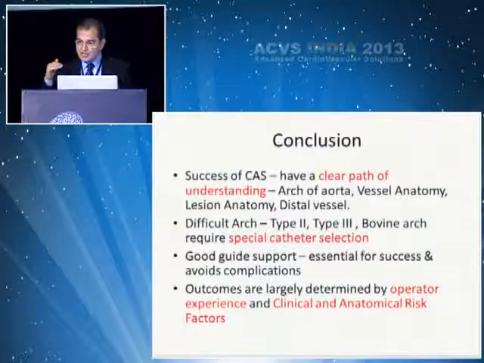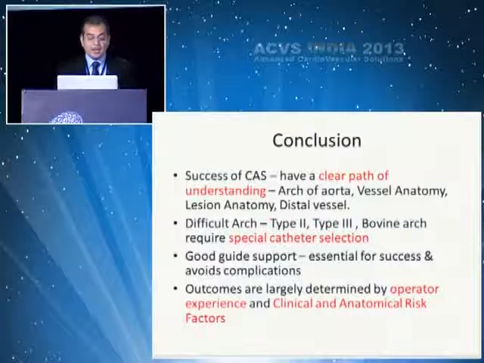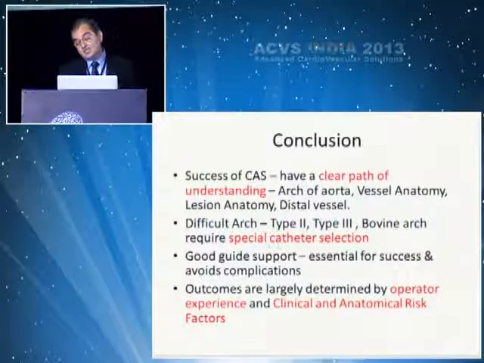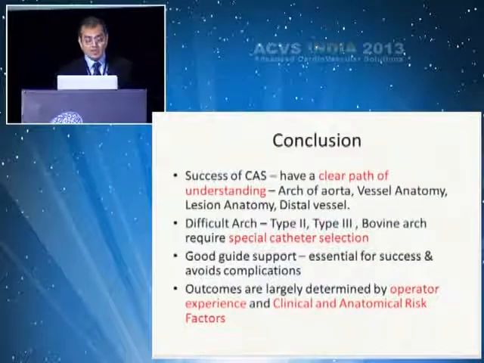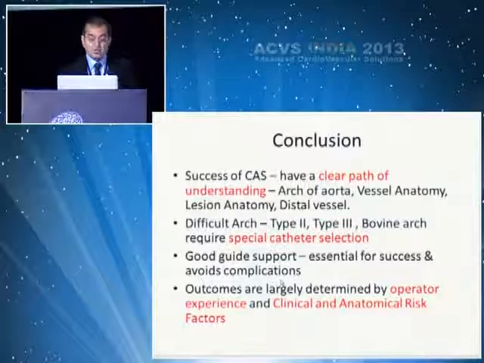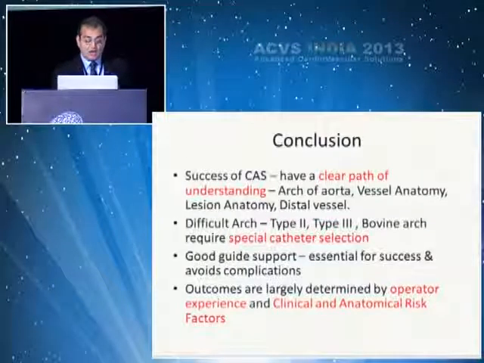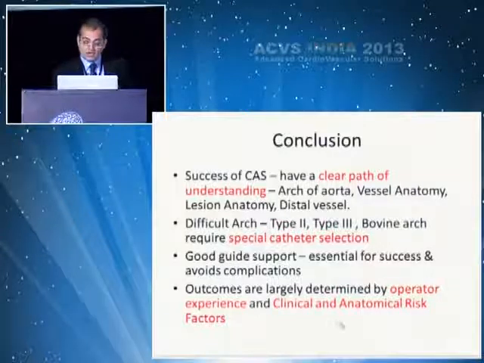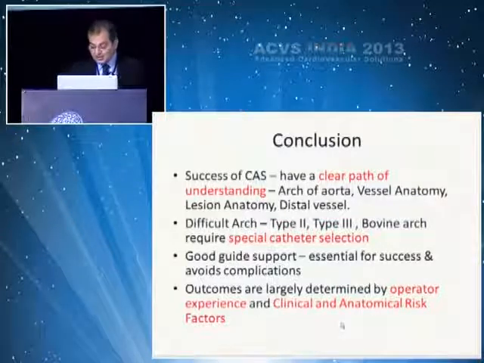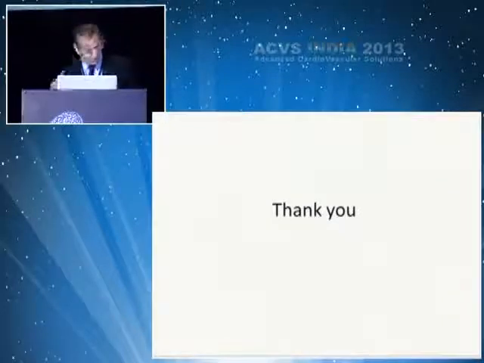They should think in their mind, be prepared with your strategy, and then go in, and most of the things become easy. Then if you have a difficult arch, like the type 2 or type 3 or the bovine arch, you should use special catheter selection, including special wire technique, special support. Mind you, guide support is extremely important for a successful procedure and to avoid complications. And your outcomes of all carotid angioplasty are dependent upon operator experience and clinical and anatomical risk factors. Thank you very much for your attention.